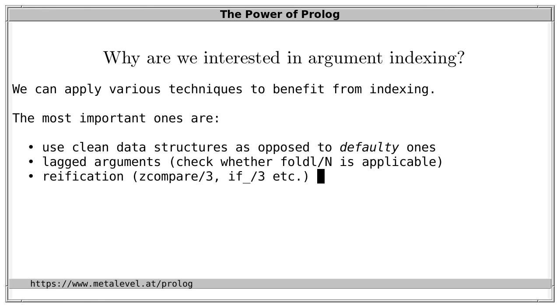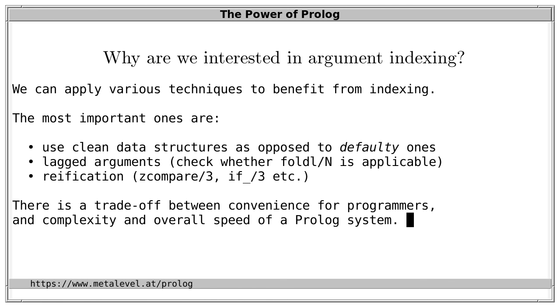That is, is it possible to automate also some of these things? And of course, the answer is yes. For instance, at least in theory, a Prolog system could automatically detect whether a legged argument could be used to improve determinism properties of a predicate. And a Prolog system could automatically apply such code transformations.